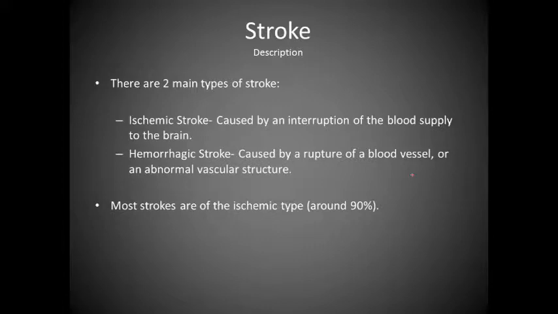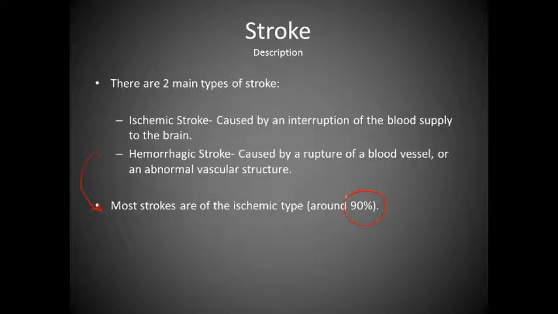Hemorrhagic stroke is something that everyone tries to focus on, and it's caused by a rupture of blood vessels or an abnormal vascular structure. However, your hemorrhagic strokes are going to be quite rare in comparison to the ischemic strokes, because we see that most strokes are of the ischemic type, around 90%. So 90% of your patients are going to have the ischemic stroke versus the hemorrhagic stroke.